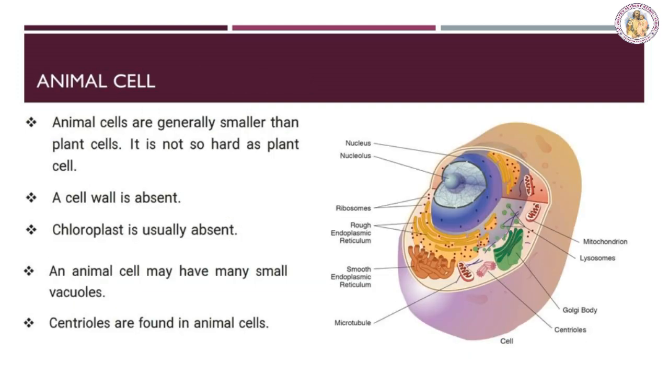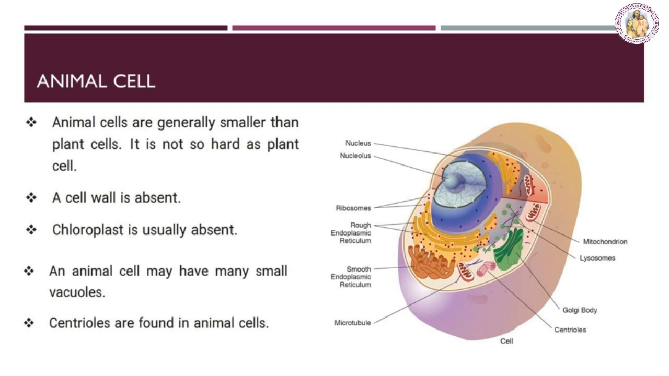Animal cell. Animal cells are generally smaller than plant cells. It is not so hard as plant cell. A cell wall is absent, chloroplast is usually absent, an animal cell may have many small vacuoles, but in plant cell there is a large vacuole. Centrioles are found in animal cells but not in plant cells.